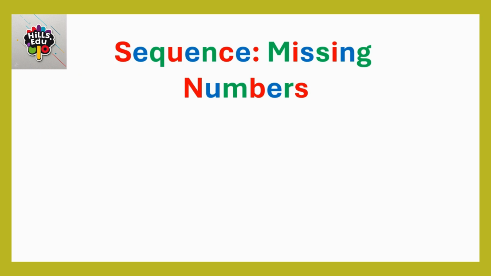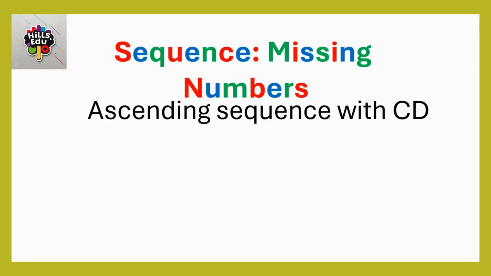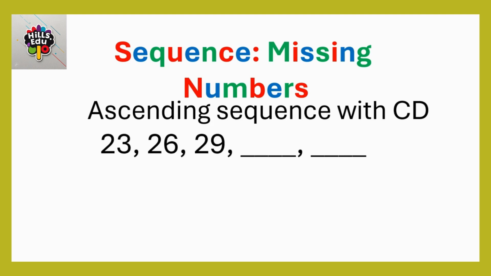In this video, we shall be looking at sequence and we'll be considering missing numbers in a given sequence. The first thing we'll be considering is ascending sequence with common difference. Look at this sequence: 23, 26, 29. And then the major challenge is for us to figure out what the next two numbers in line will be.